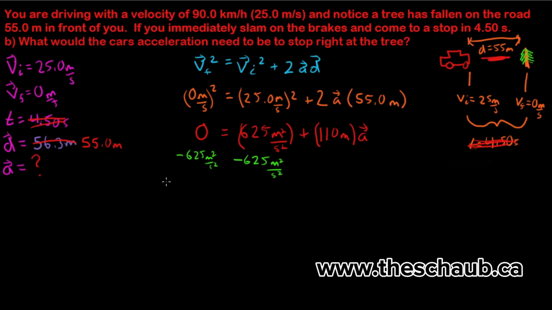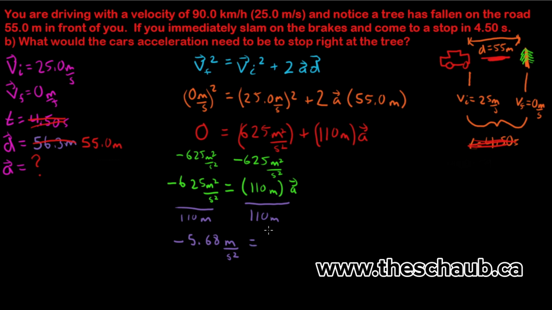This gives us negative 625 meters squared per second squared on the left-hand side, and our 110 meters multiplied by our acceleration on the right. And finally, to get our acceleration all alone, we divide both sides by 110 meters. So on the left, we end up getting negative 5.68 meters per second squared, which is equal to our acceleration after our 110 cancels with our 110.